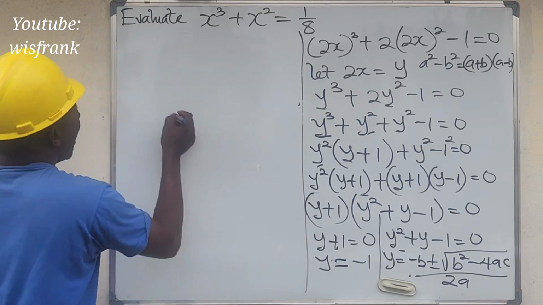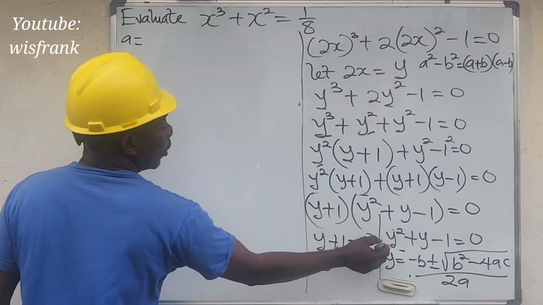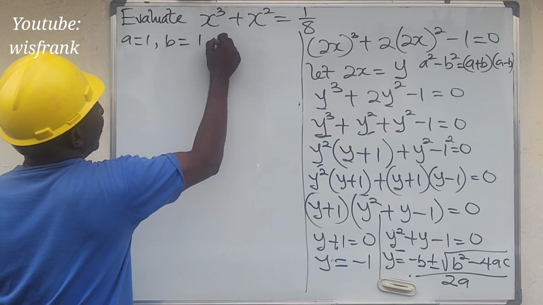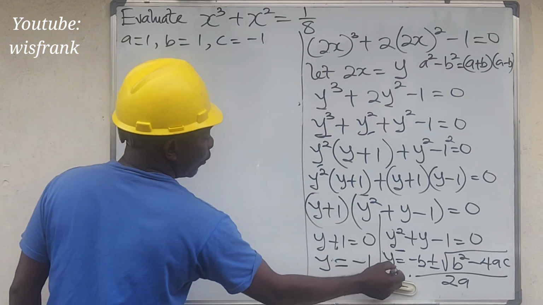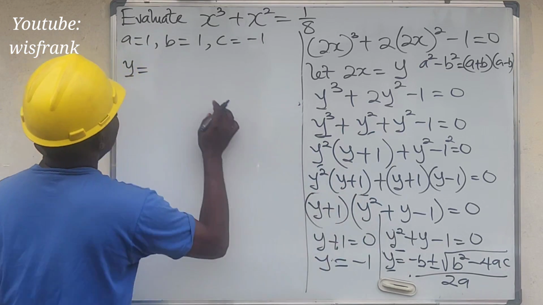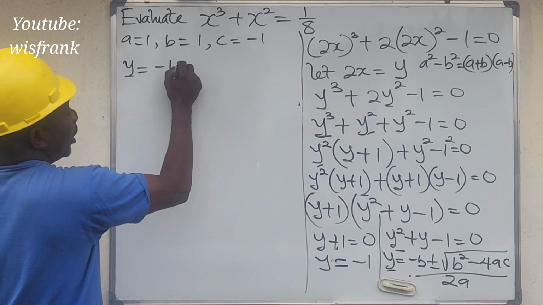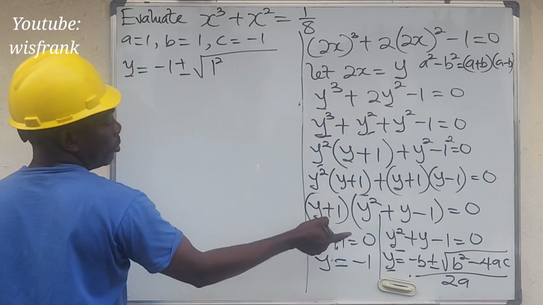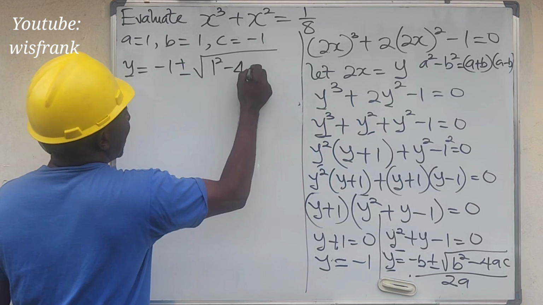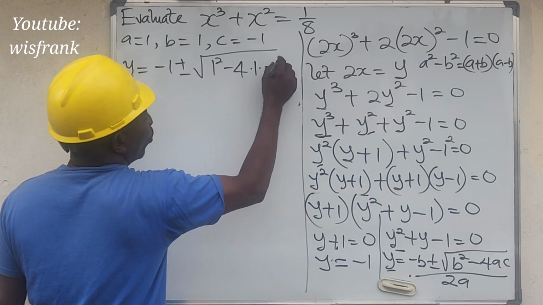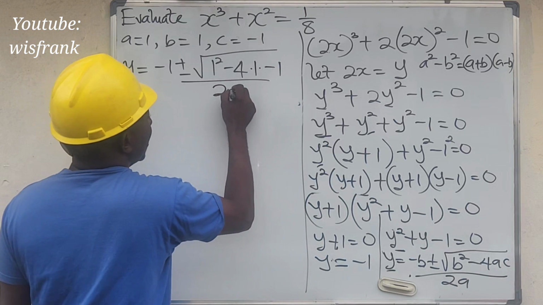So here our a equals 1, then our b equals 1, then our c equals minus 1. So from here, y equals minus b. Our minus b is minus 1. Then we have plus or minus the square root of 1 to the power of 2, which is b squared, minus 4 times a, which is 1, times minus 1, which is c, all over 2 times 1.